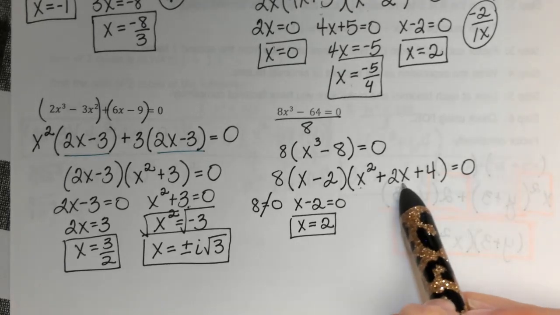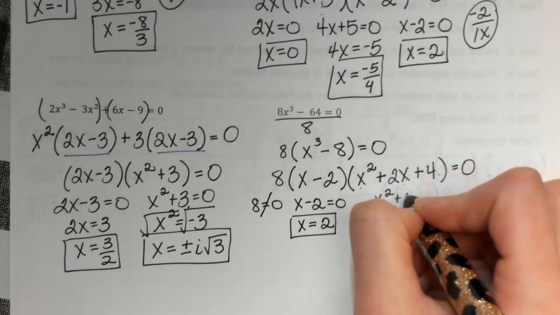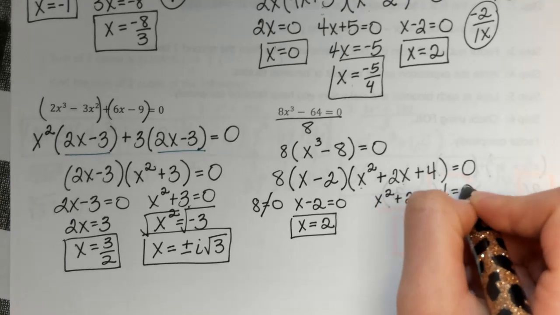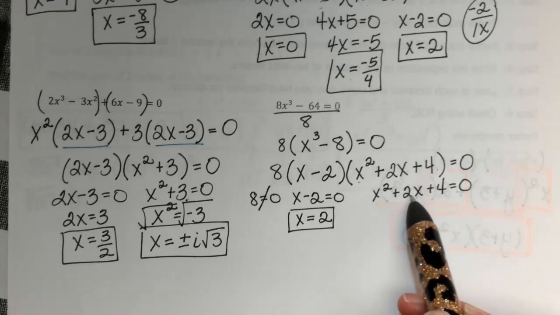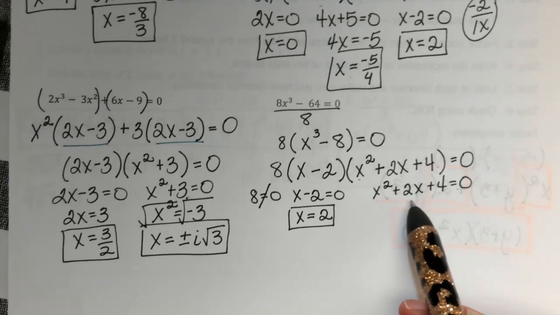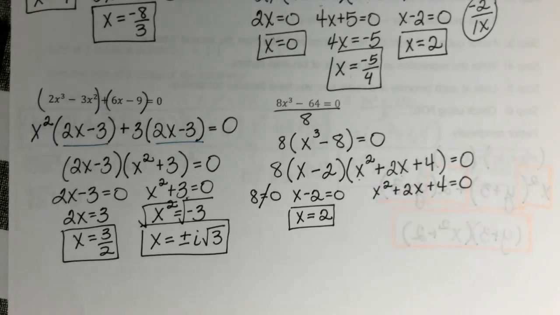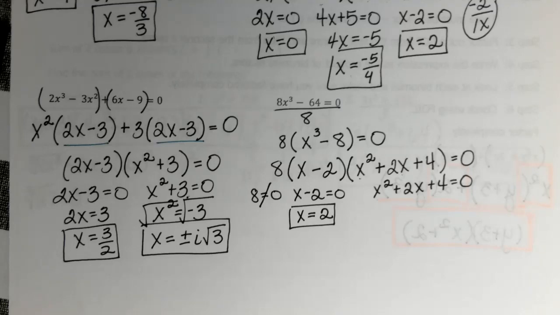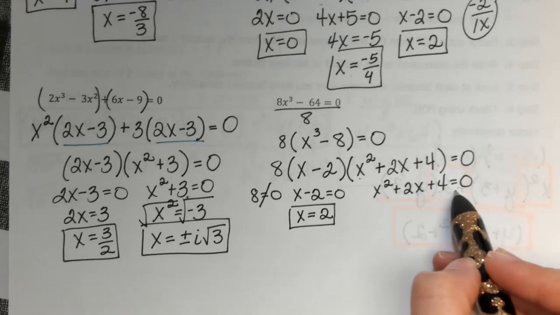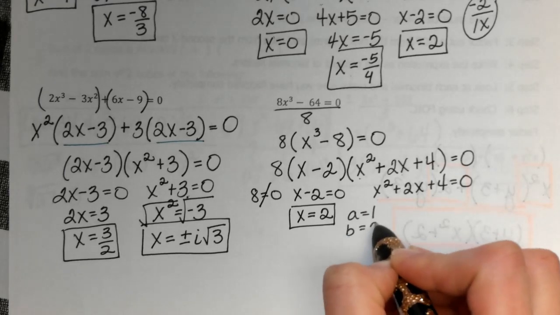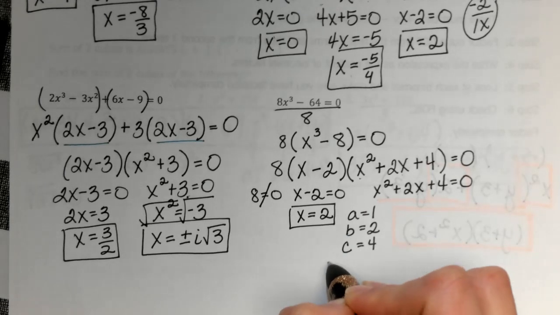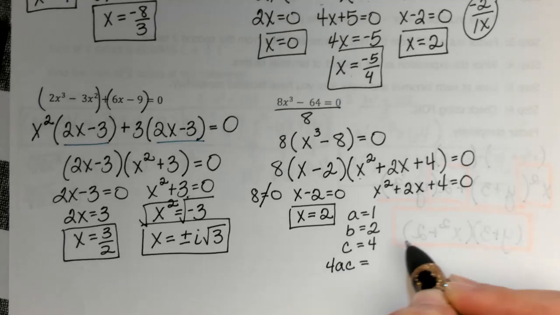This x squared plus 2x plus 4, I can't factor this because there's no factors of 4 that will give me 2. So I need to do the quadratic formula. If I could have factored it, I would have factored it in the very next step before splitting. You factor and factor and factor until you can't factor anymore. Okay, but I recognize that you can't factor this, so we have to do the quadratic formula. So A is equal to 1, B is equal to 2, C is equal to 4. So 4AC is 16.